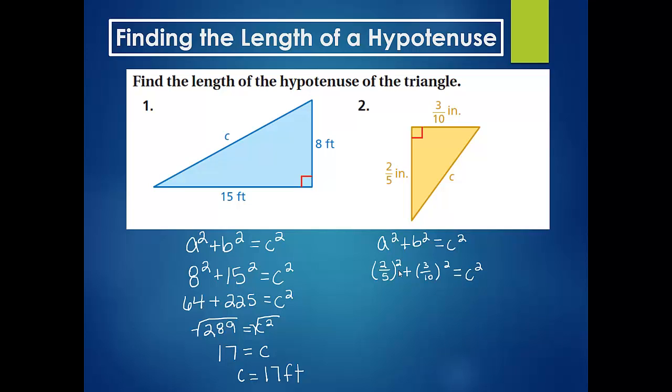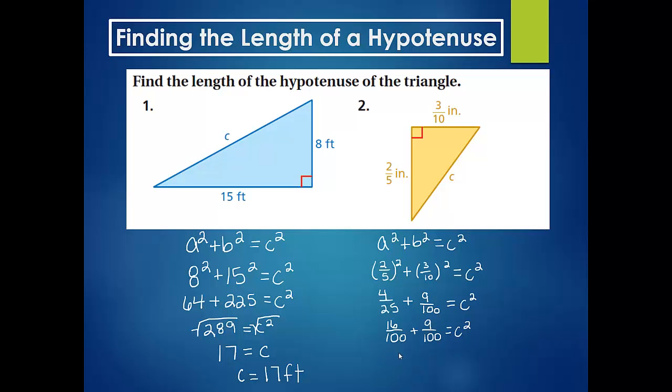2/5 squared would be 2/5 times 2/5, and that would be 4/25. Plus 3/10 squared would be 3/10 times 3/10, which is 9/100. And that's equal to c squared. We need to get common denominators so that we can go ahead and add these together. So we'll have our common denominator of 100, which means we need to multiply 4/25 by 4. So we're going to have 16/100 plus 9/100 equals c squared.